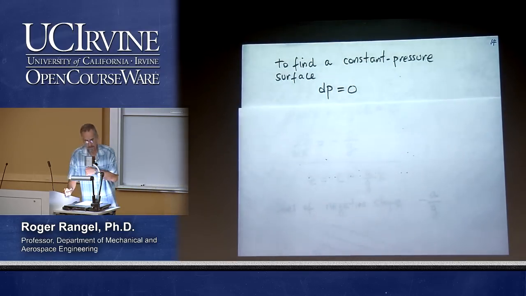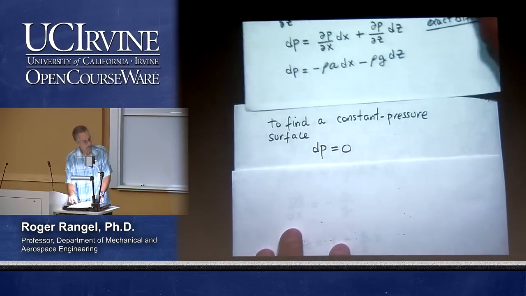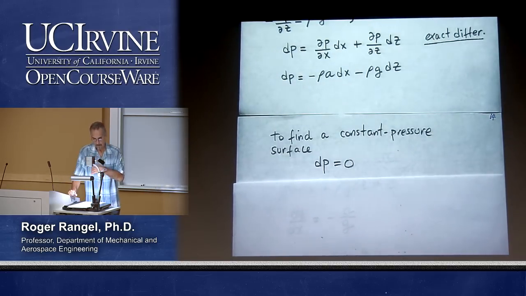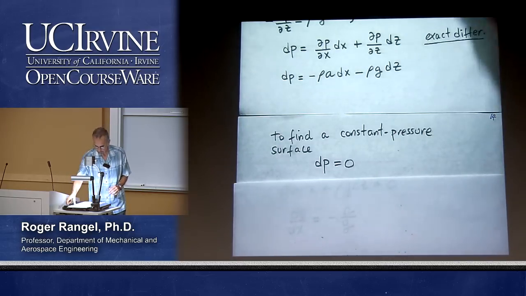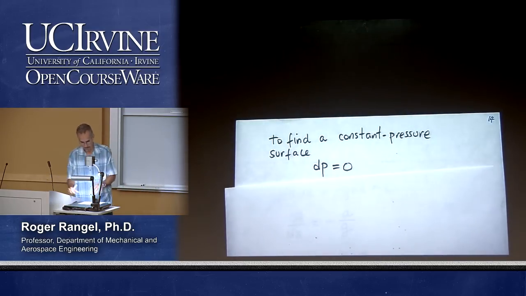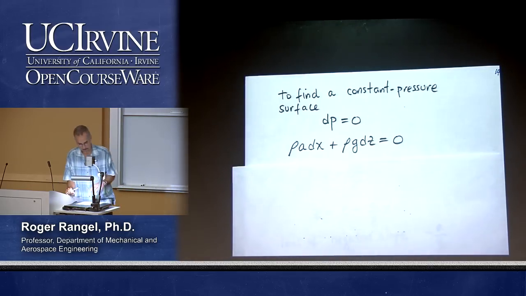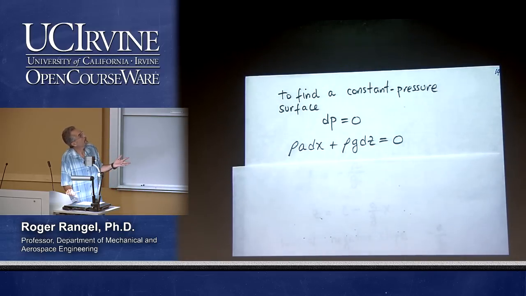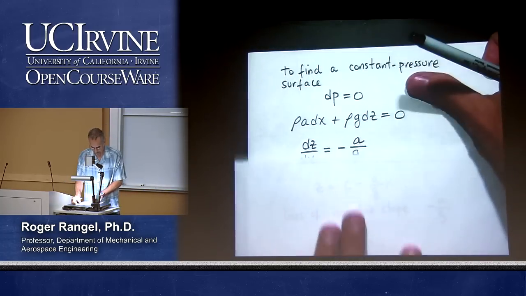In fact, that's true for any constant pressure surface. So if I look at, again, this last equation that gives me the change in pressure, any constant pressure surface will be one in which dP is equal to 0. And that includes, of course, the free surface. So if I take the previous equation and I set dP to 0, I get this. So this equation now will tell me the orientation of the lines along which the pressure is constant.